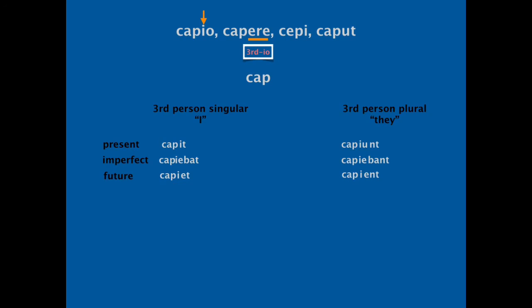That is the end of our examples. You should now feel somewhat comfortable writing Latin verbs in any of the tenses, no matter what conjugation they belong to.